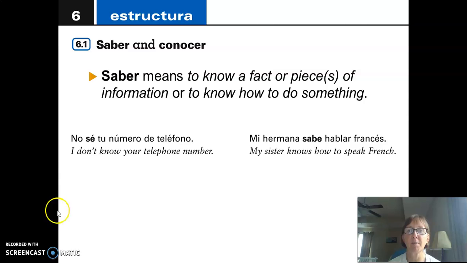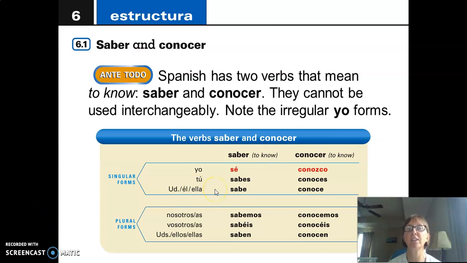As you can see, saber y conocer both mean to know, but they're talking about knowing in different ways. For example, saber we use when you're referring to knowing a fact or knowing how to do something. So think of that as something that's very concrete, like specific knowledge that you have. I think of it as related to the word sabiduría, like knowledge, because it's knowledge of facts, of specific information, and of how to do something.